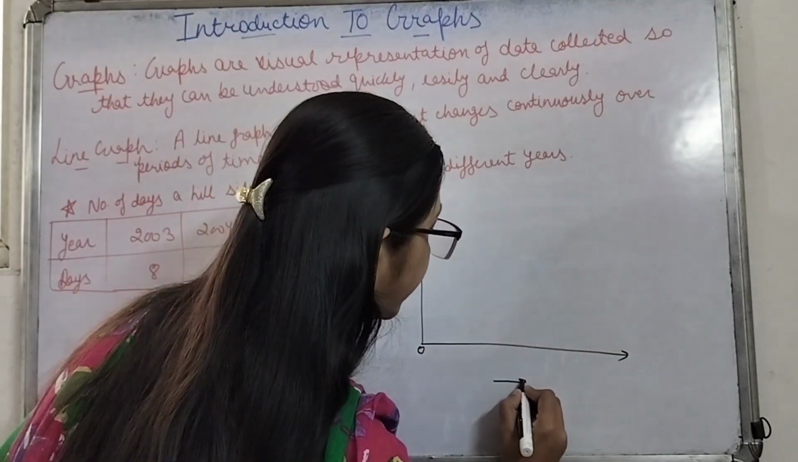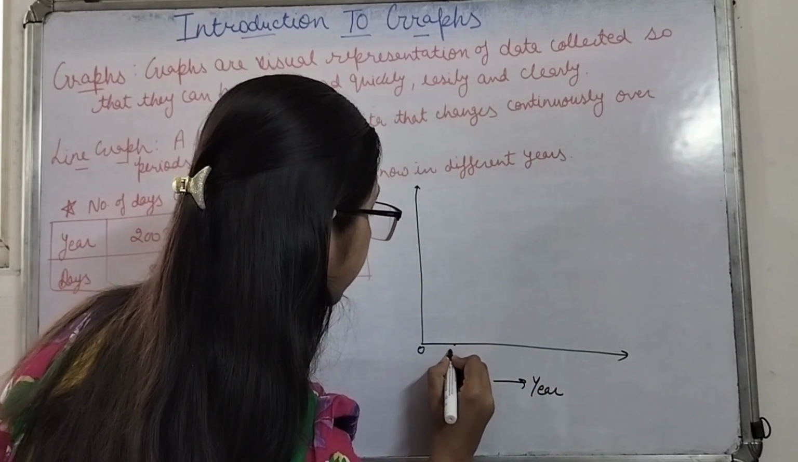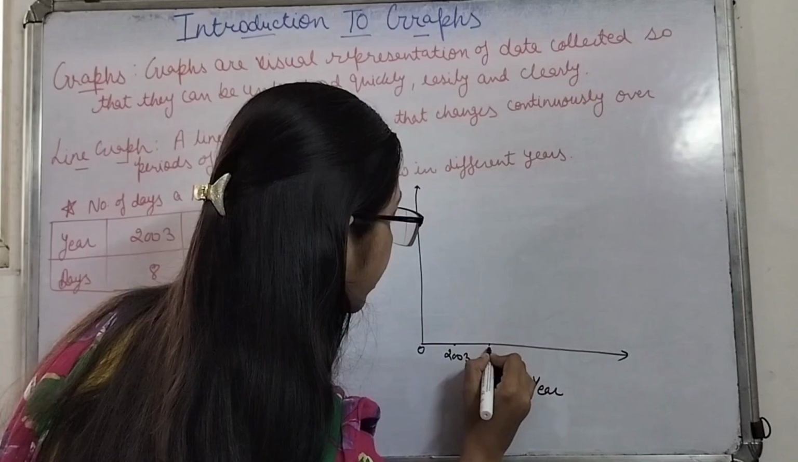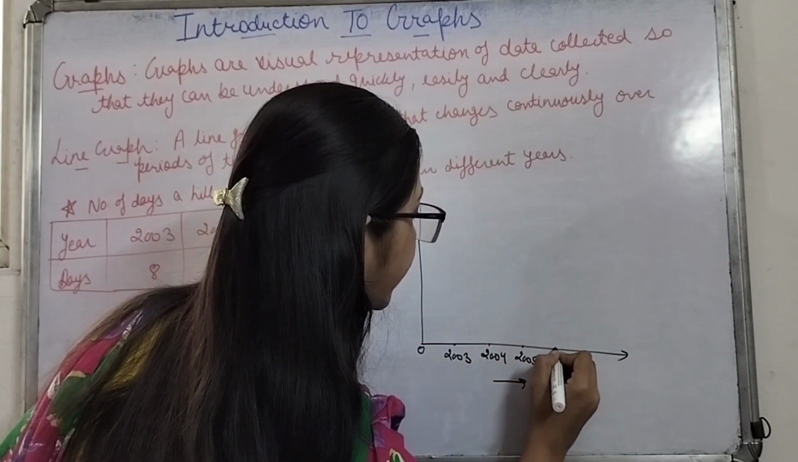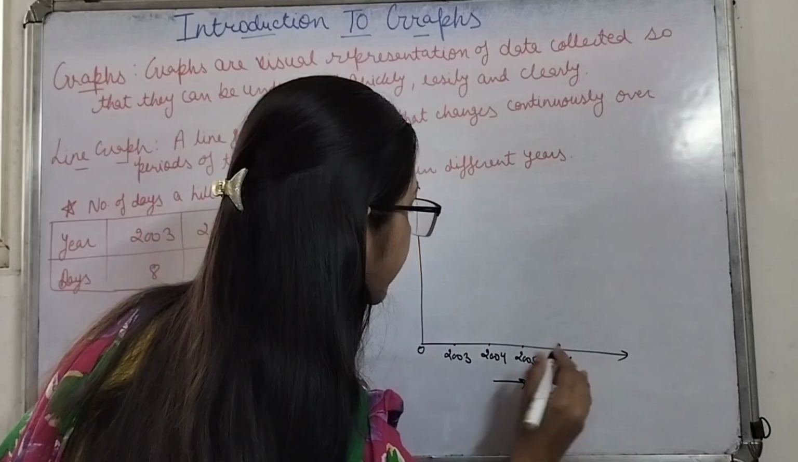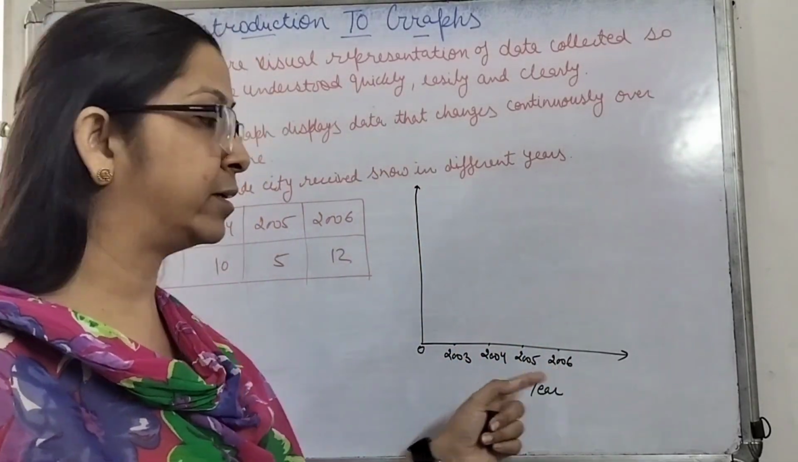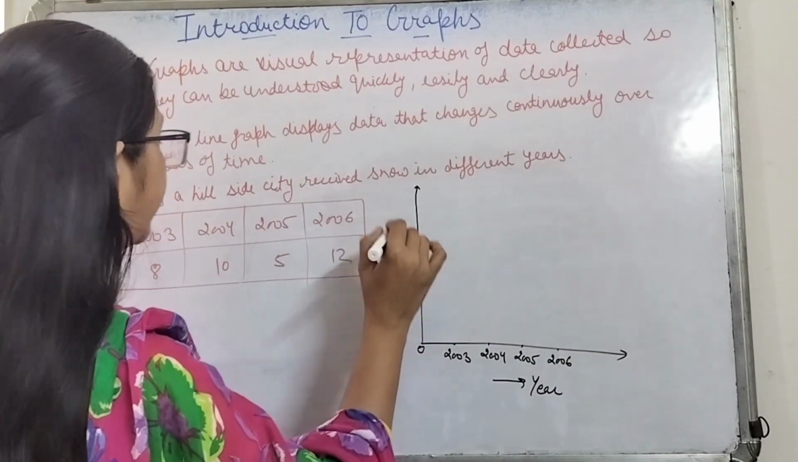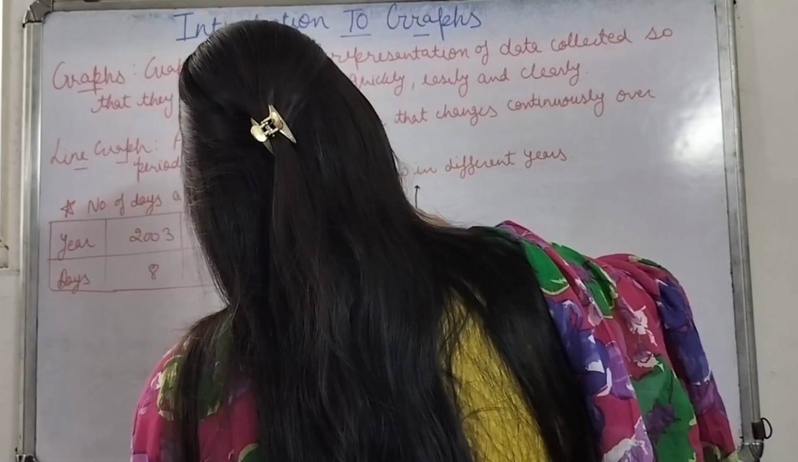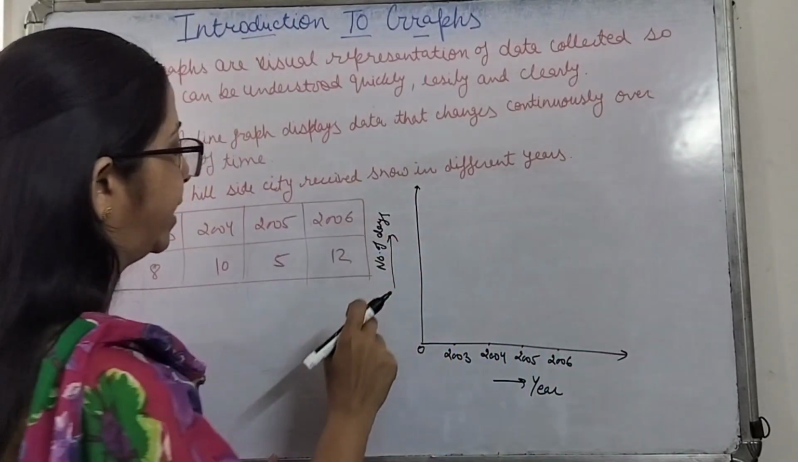So here we will be taking the years. This is 2003. This is 2004. Here it is 2005 and here it is 2006. At equal distance, we will be taking these years. This we have taken on the x-axis and on the y-axis, we will be taking the number of days. This we will be mentioning over here, that the number of days we are taking on the y-axis.